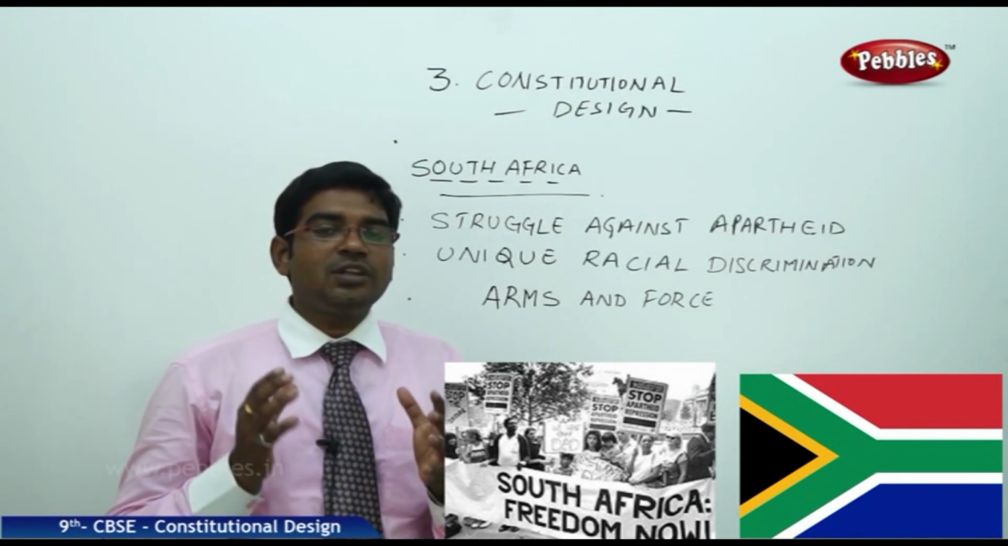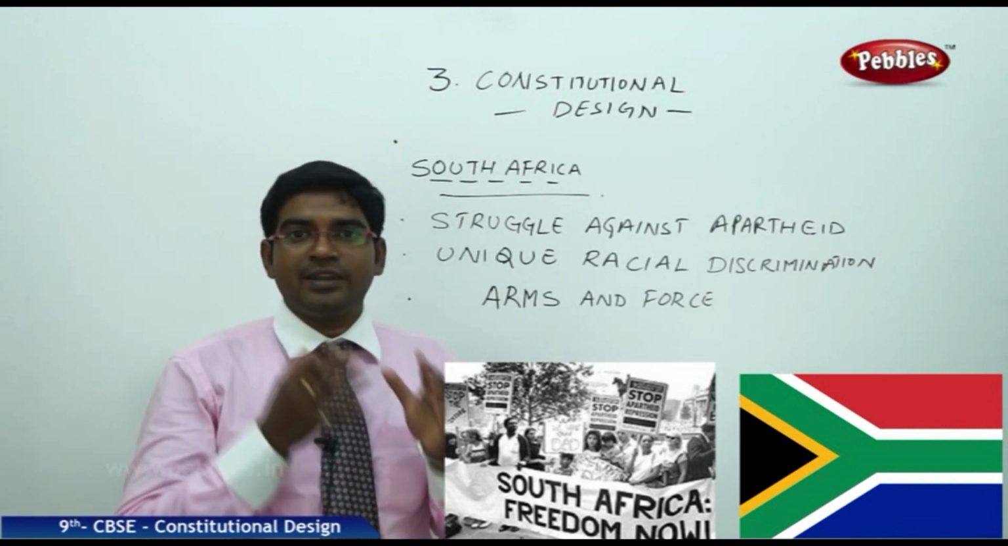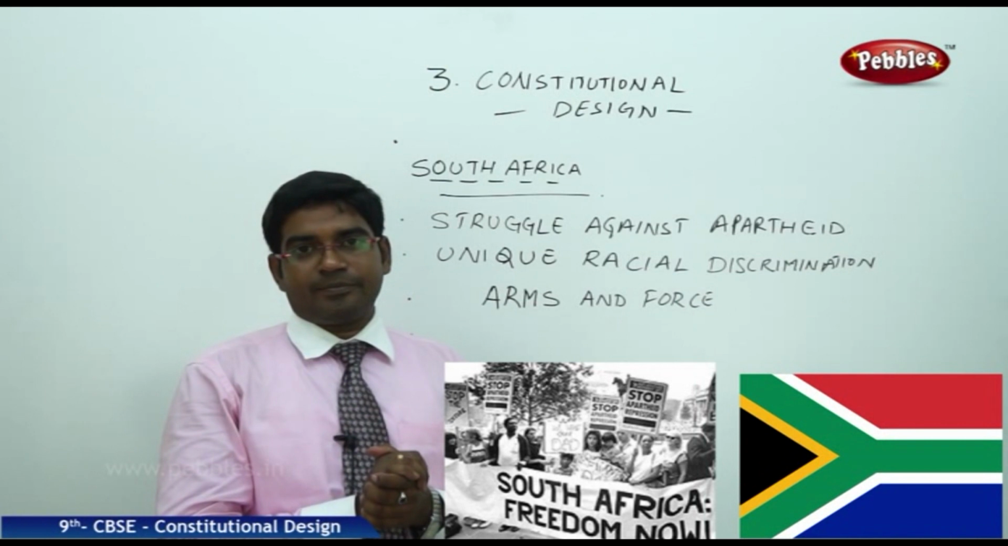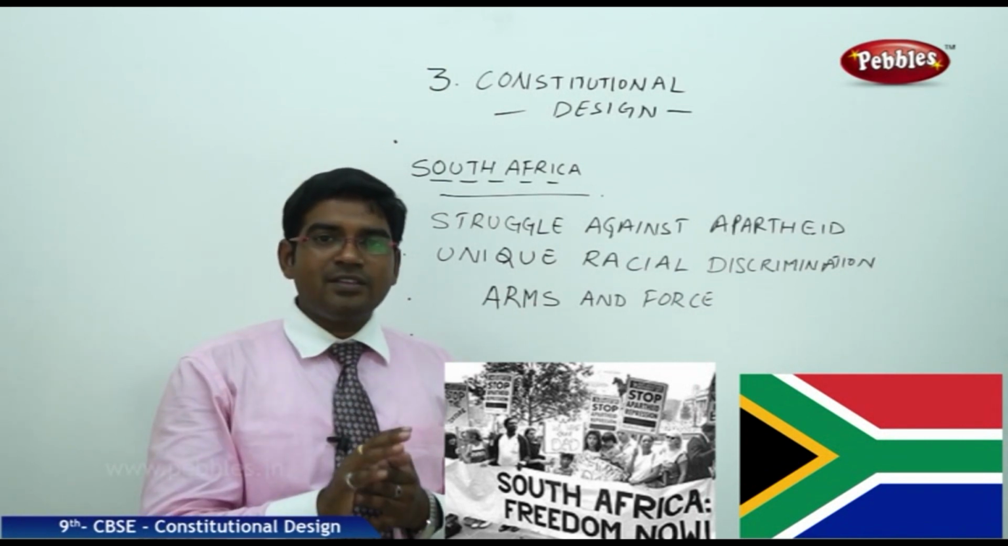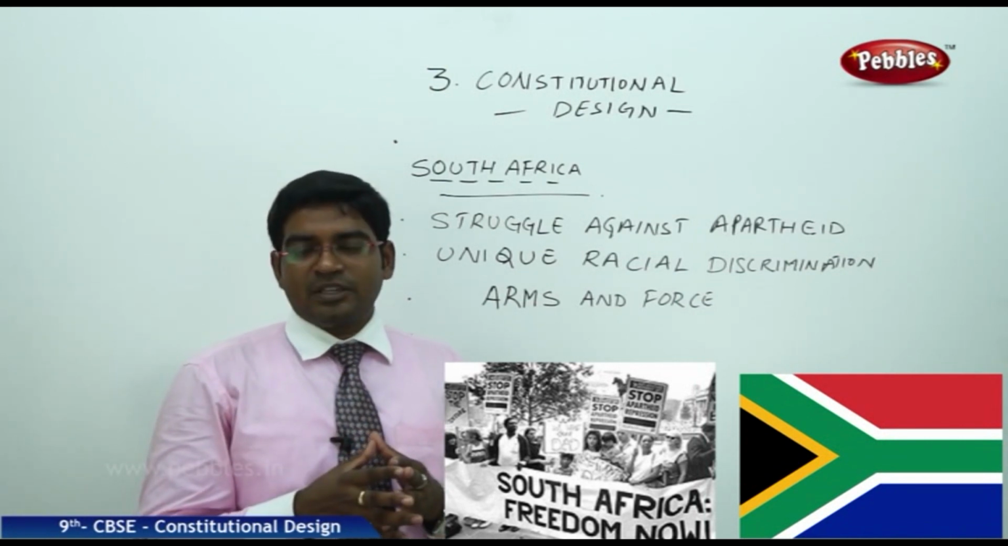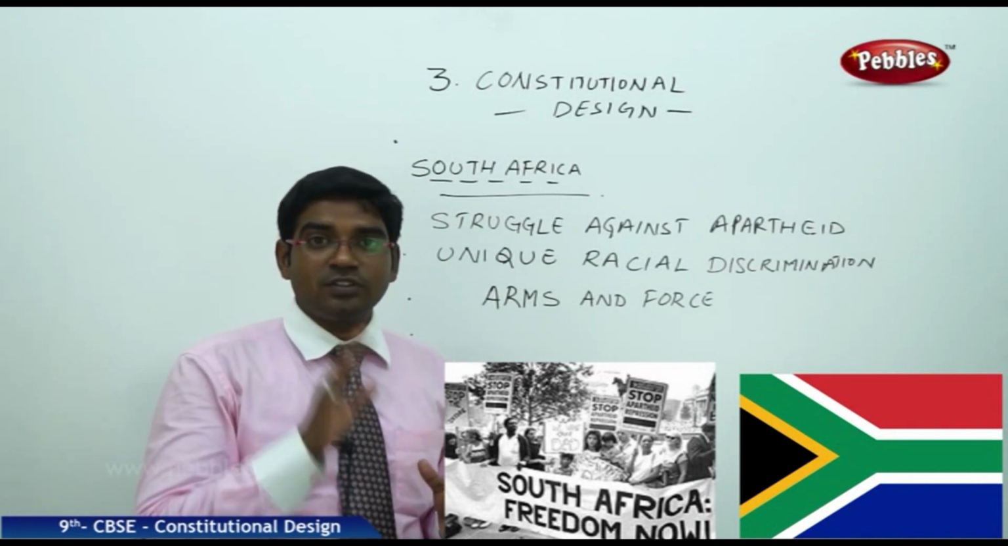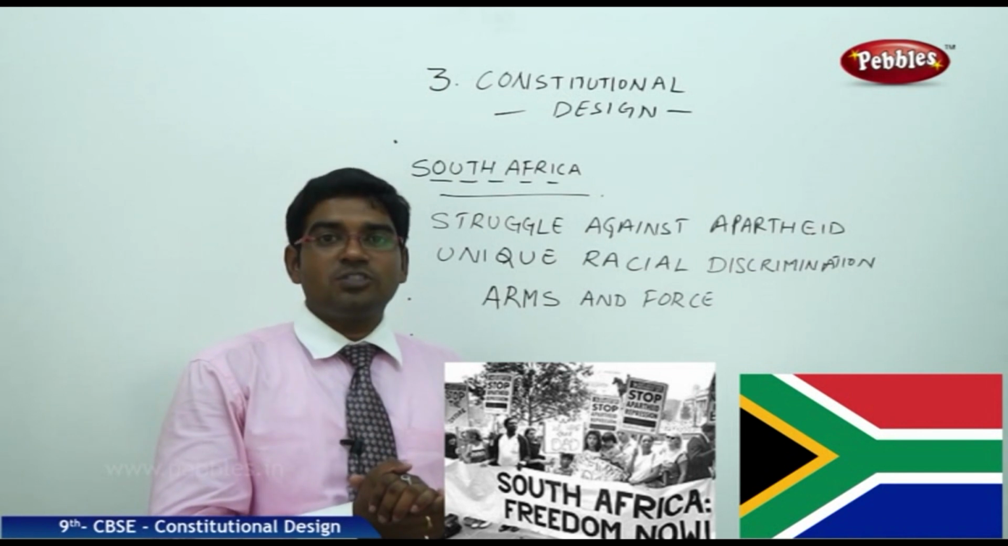The unique racial discrimination is followed in South Africa. It is not against somebody else. It is followed against the owners of the land, the sons of the soil. How is it possible?